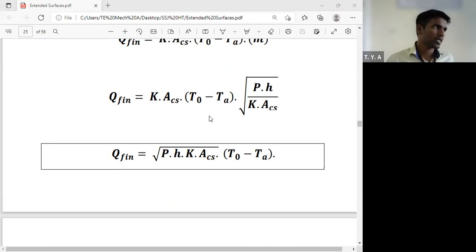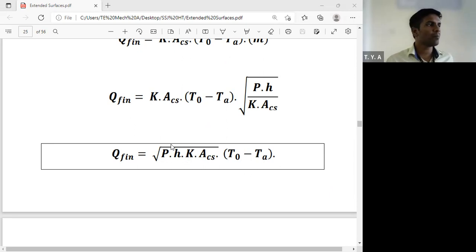Did you understand? See, in the first case, what have we considered? The length of the fin is infinite. According to that, we have written the second boundary condition. By using that second boundary condition, we have calculated the values of C1 and C2, and from that we get the equation of the temperature distribution, and from that temperature distribution equation we have calculated the Q of the fin. And what is the final equation for the infinitely long fin? That is square root of P into H into K into A into T0 minus TA.